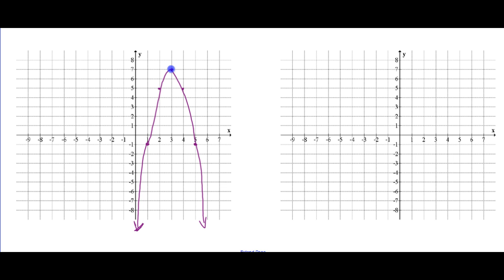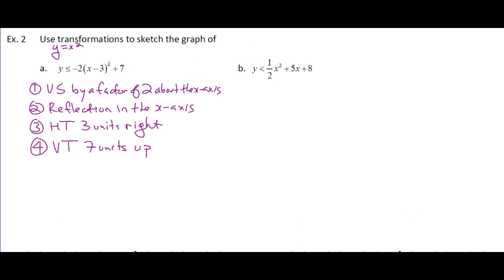Below the parabola. All right, are you sure? Well, let's try a point. Okay, so we could try 0, 0, right? If we try 0, 0, we expect to get a false statement, right? So 0 minus 3 is negative 3. Squared is 9. Negative 18. Plus 7 is negative 11. Is 0 less than or equal to negative 11? No, I think it's bigger.